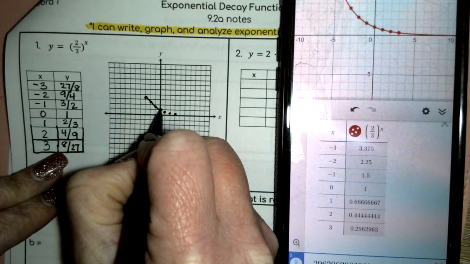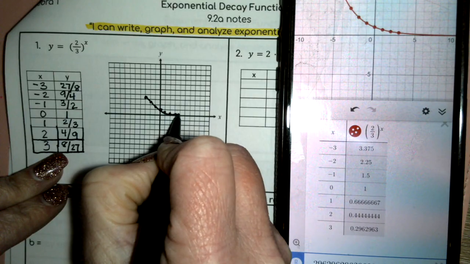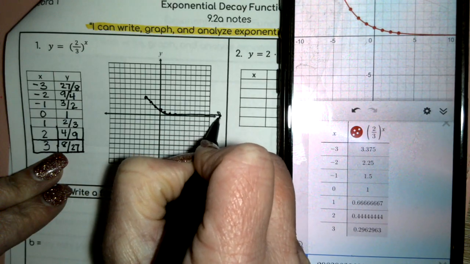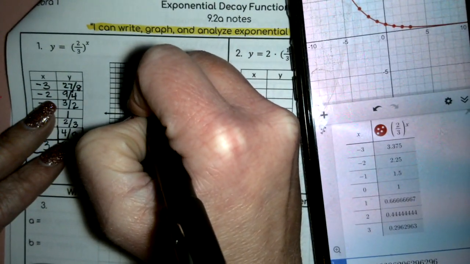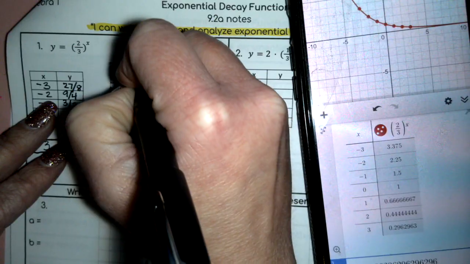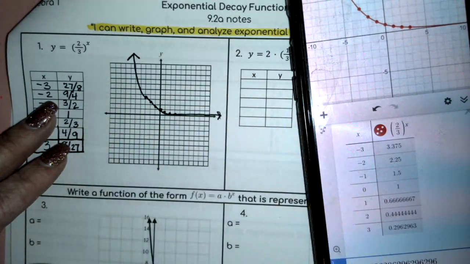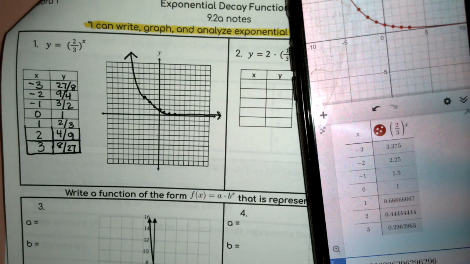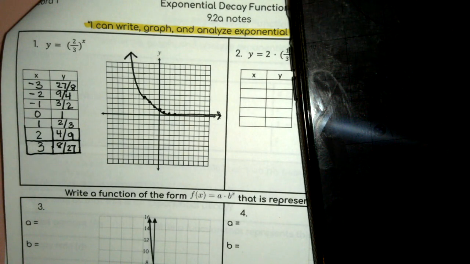And then as I connect the dots, it never crosses that x-axis. And this side is going to circle and kind of go up like that. So you just graphed your very first exponential decay function.